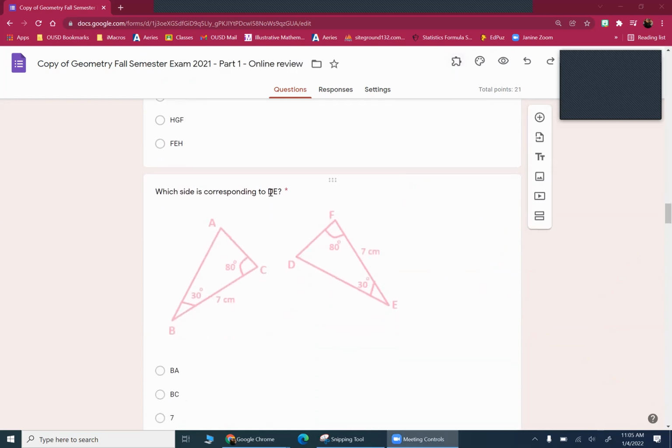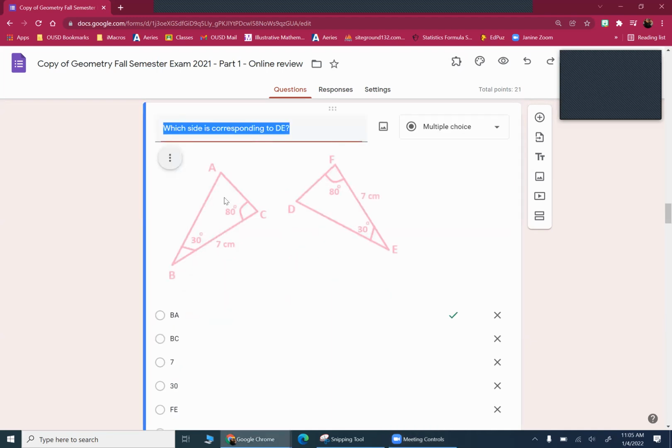Corresponding side to DE. So corresponding just means matching. You should know that word. Corresponding comes up all the time. So what's the right answer? Right. So DE is the one that's unmarked here. It's the long one that's unmarked. So the long one that's marked out over here is BA or AB.